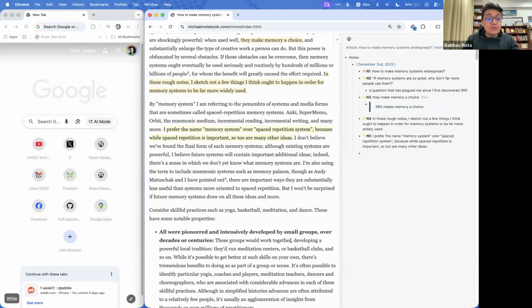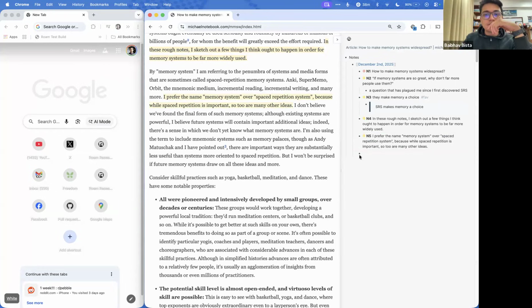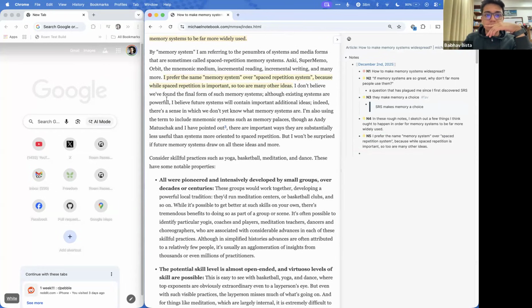This is a really good point. When we talk about memory systems, we generally talk about spaced repetition systems, but spaced repetition is just one part of it, right? I like this framing. Yeah, future systems will contain additional important ideas, and in a very important way, we don't yet know what memory systems are.